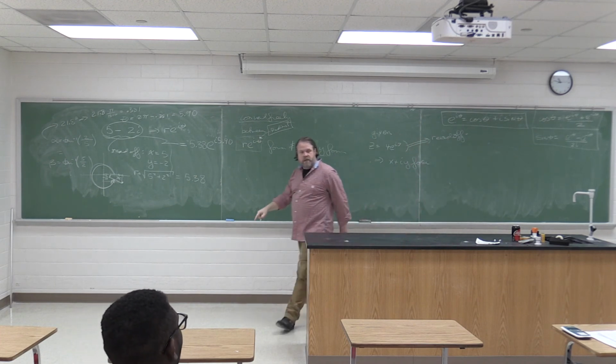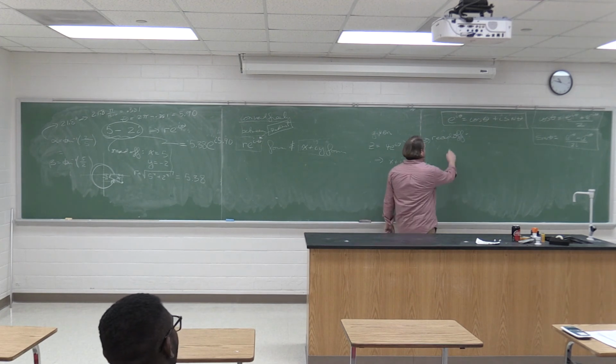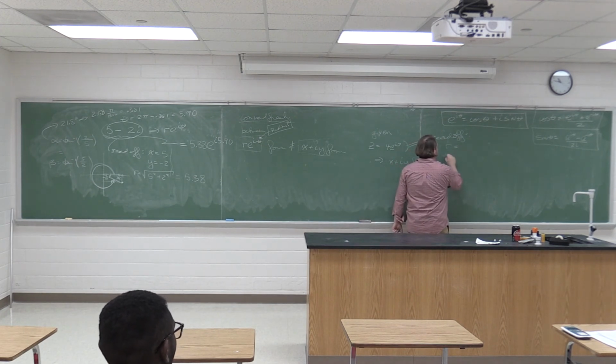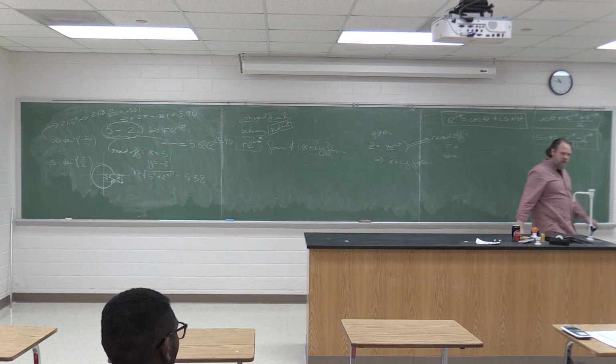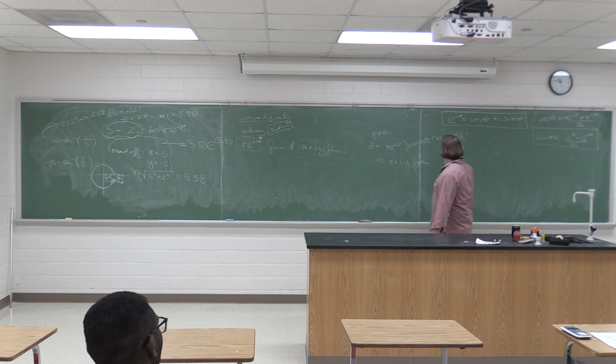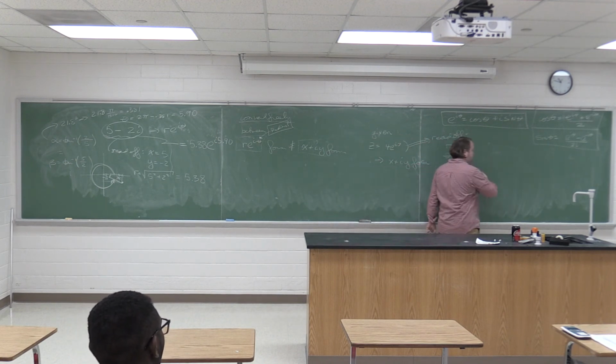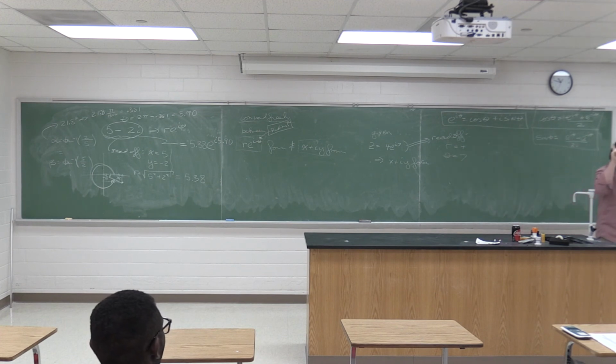From this, I can read off r and theta. What's r? 4. What's theta? 7. Perfect. Now careful, that 7 is in radians.